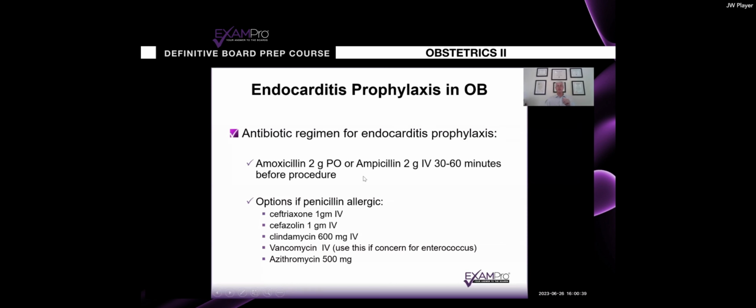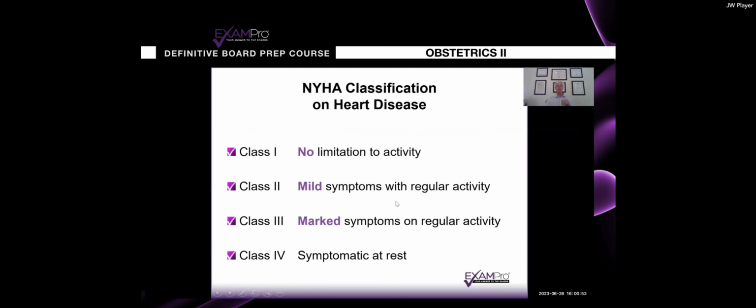the exam, this is the standard endocarditis prophylaxis: amoxicillin or ampicillin, amoxicillin PO, ampicillin IV. For penicillin allergic, we usually go through the same thing. We go through the second, third generation cephalosporins, clindamycin, vancomycin if absolutely necessary.